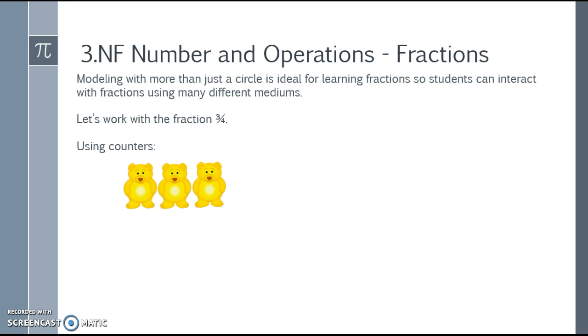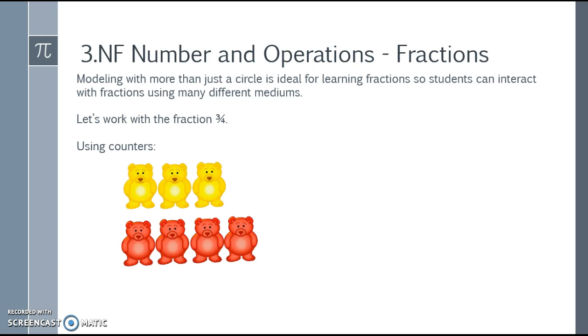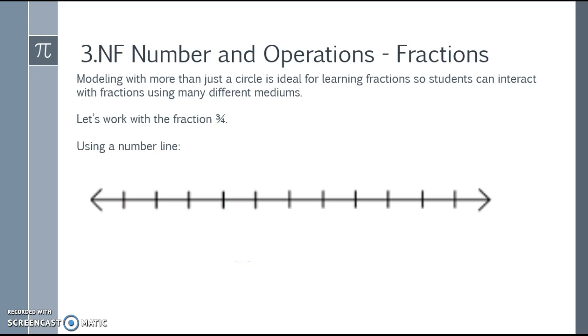Let's work with the fraction 3/4 using counters. So I have 3 bears to represent the numerator, and I have 4 bears to represent the denominator. Again, partitioning into 3 copies of 1/4, I see that they're split. So this is very similar to the snap cubes. I just used the straight 3/4 instead of 6/8, but we could have 6 yellow bears and 8 red bears if we wanted to do that as well.